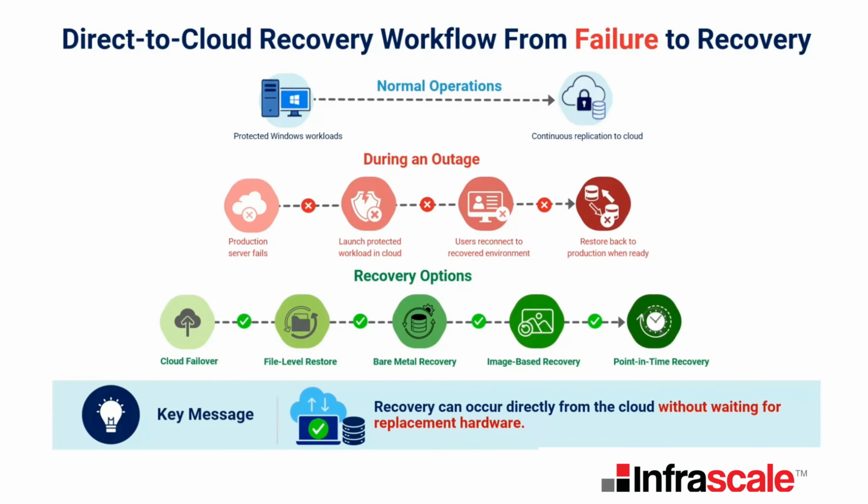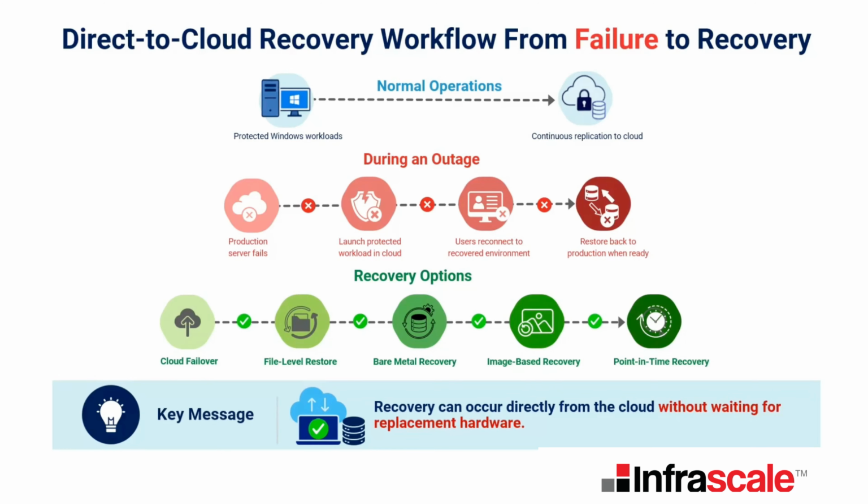Let's go into some real-world recovery scenarios. Under normal operations, protected Windows workloads are continuously backed up and replicated directly to the Infrascale cloud. This ensures that recovery-ready copies are always available without requiring any on-premises DR infrastructure. Now, imagine a production server suddenly fails due to a hardware issue, a ransomware attack, or an unexpected outage, like a power failure or network connectivity issues.